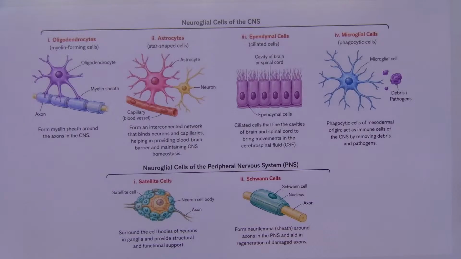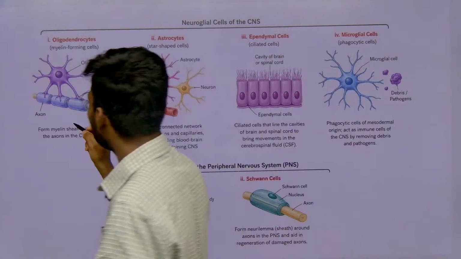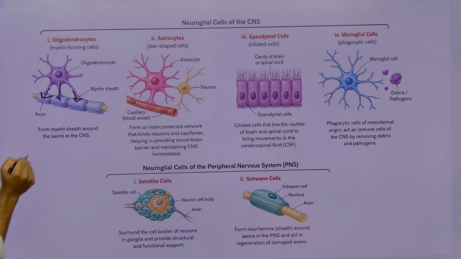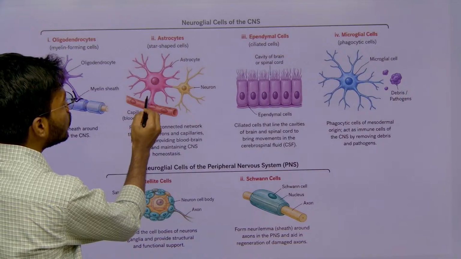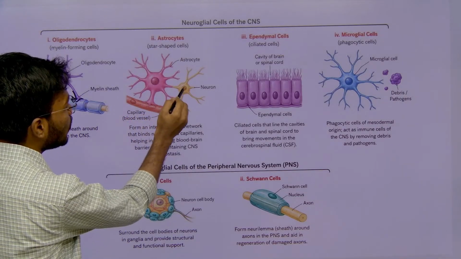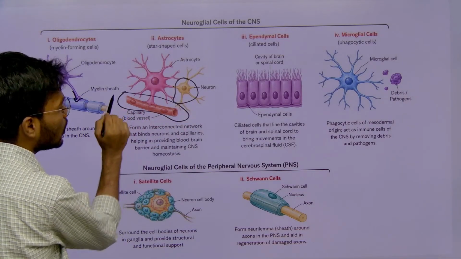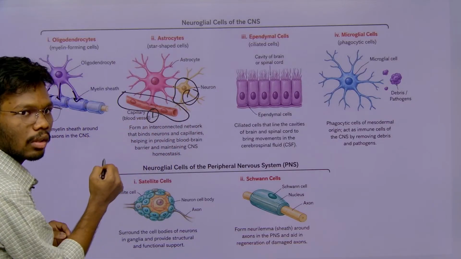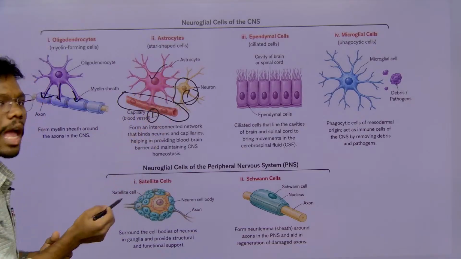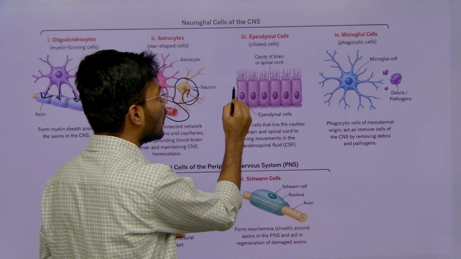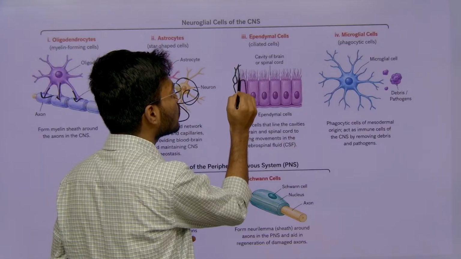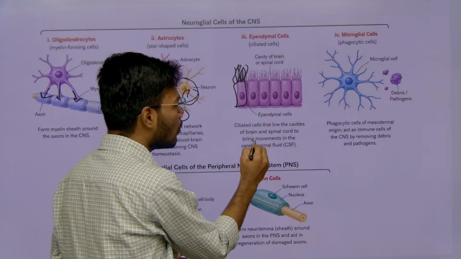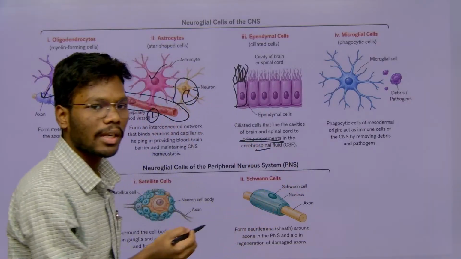If you see the diagram representation, these are oligodendrocytes forming the myelin sheath. And these are astrocytes, present in between one neuron and another neuron. Here they are showing a capillary. The connection between the capillary and the neuron is made by these astrocytes. And the layer of cells with ciliary modification is responsible for bringing movements in the cerebrospinal fluid.